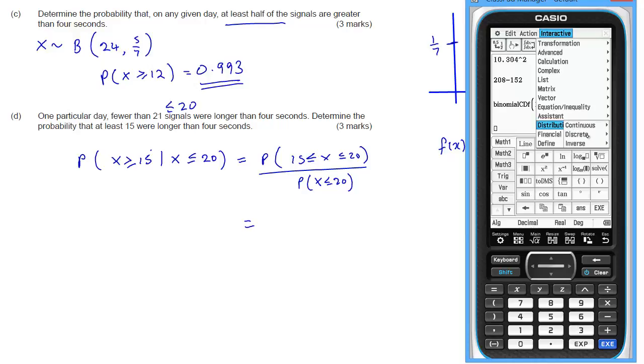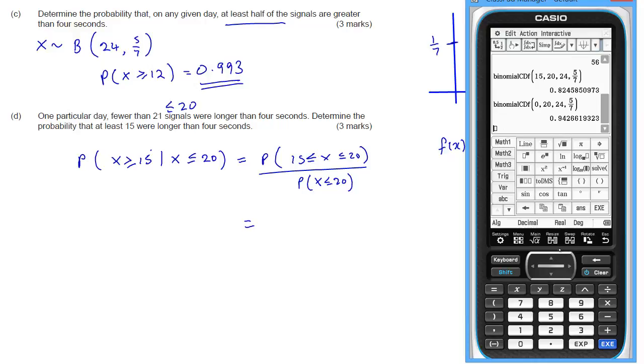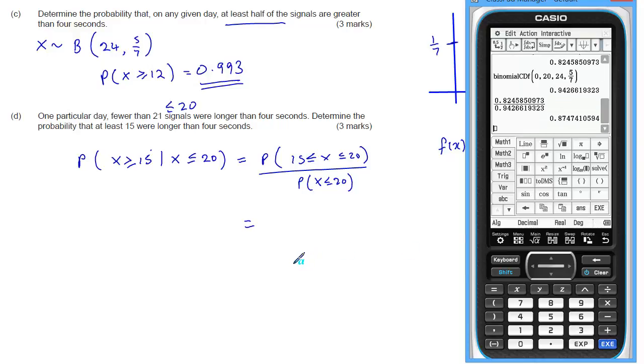So once again we're going for a binomial CDF. And less than or equal to 20, so the lowest it could be is 0. And then we're going for 20. And the number of trials is 24. And the probability is 5/7. So that's that. So our answer is going to be this one here divided by this one here. And that gives me 0.875.